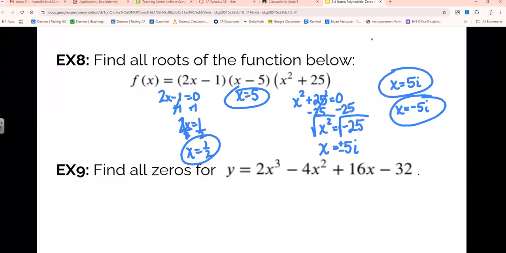So it's similar to what we were doing on the other problems. We're just taking each factor and setting them equal to 0, right? It's just that whenever we do that, it happens to have an i in the answer.